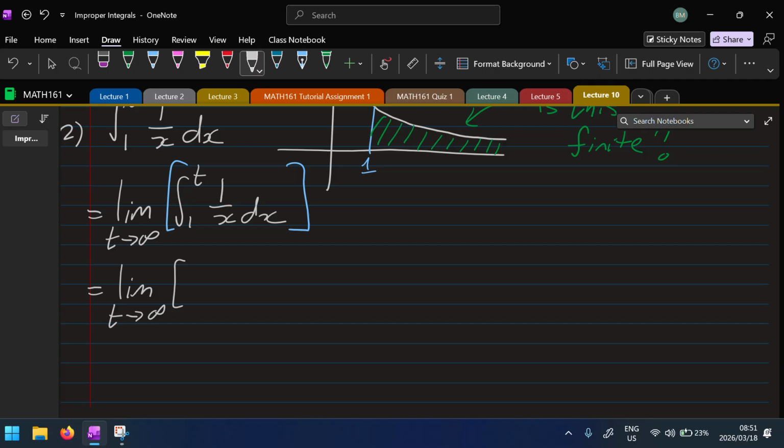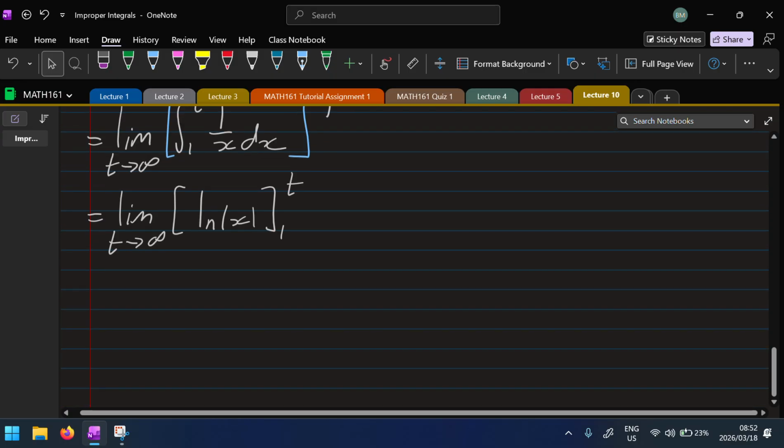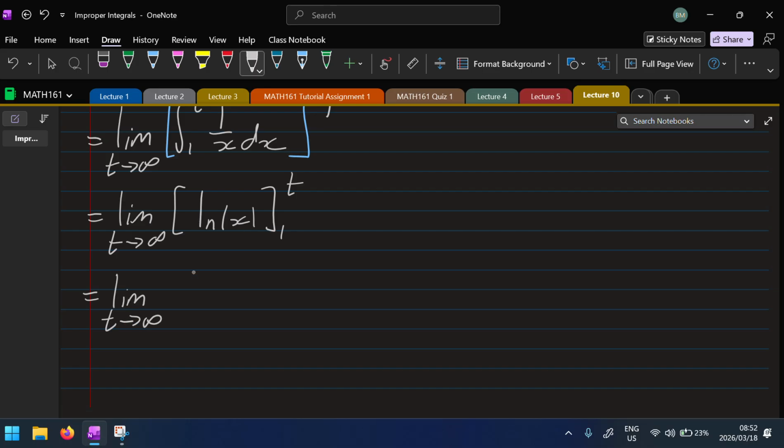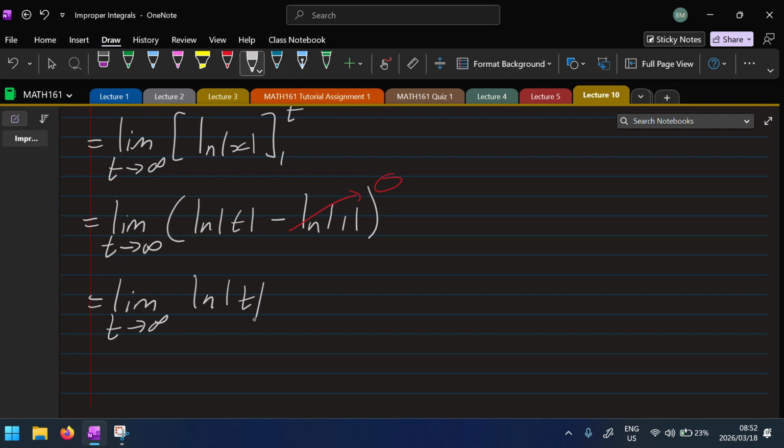Then we do the integral, so 1 over x becomes the natural log of x from 1 to t. Then we substitute and then finally take the limits. But the natural log of 1 is just 0, so that can go. So we have the limit as t goes to infinity of natural log of t.